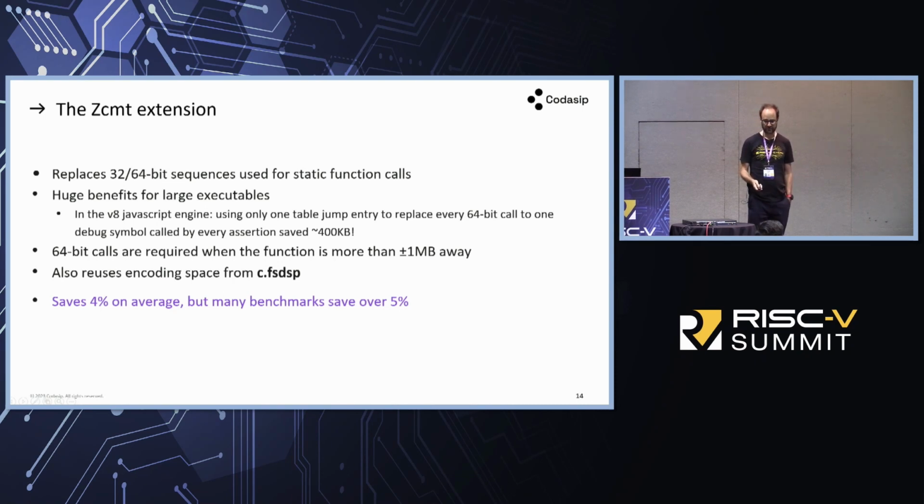So what we found was that if your executable is greater than a megabyte, then your jumps frequently start to take 64 bits to get to the destination. The example shown there was in the V8 JavaScript engine when we were benchmarking this: one particular debug symbol was just everywhere throughout the code. So just a single table jump would have reduced the executable, which was about 3 megabytes, by about 400K. So in certain circumstances, it's very useful.